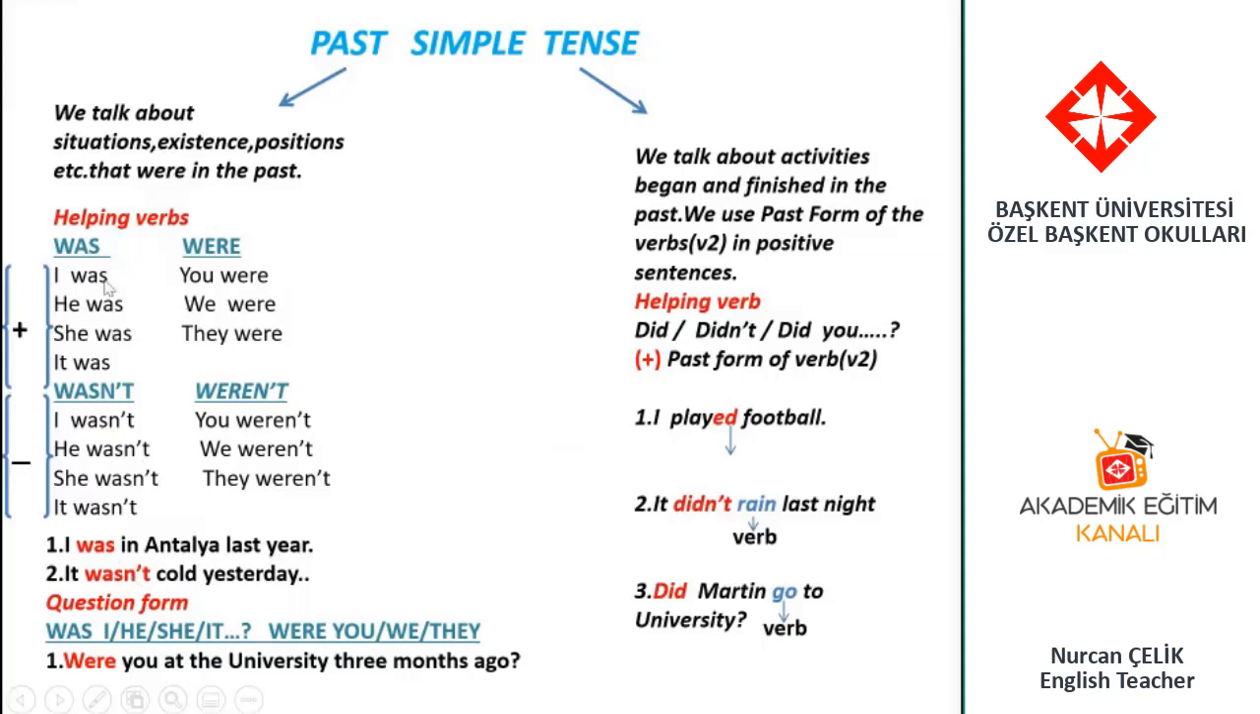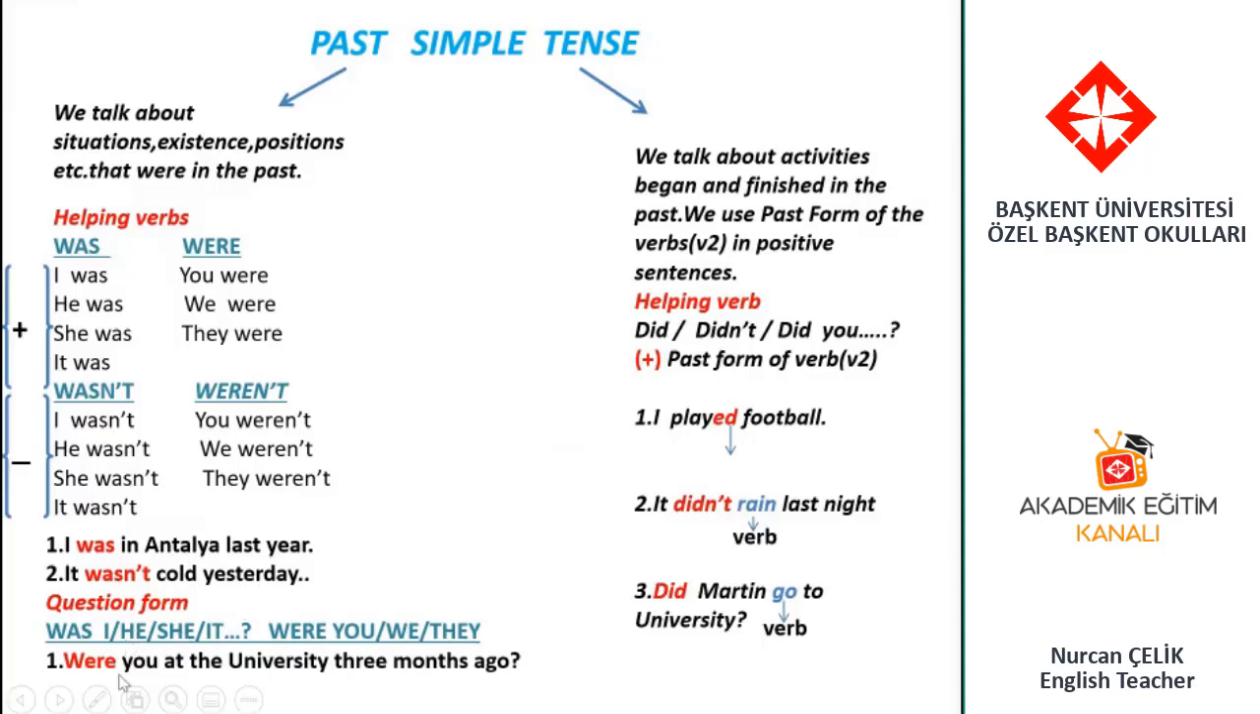when we make some sentences about situations, existence, positions in the past, these are some examples. I was in Antalya last year. I'm only talking about where I was last year, but not what I did. Existence. It wasn't cold yesterday. I'm talking about the weather yesterday and how the weather was yesterday.